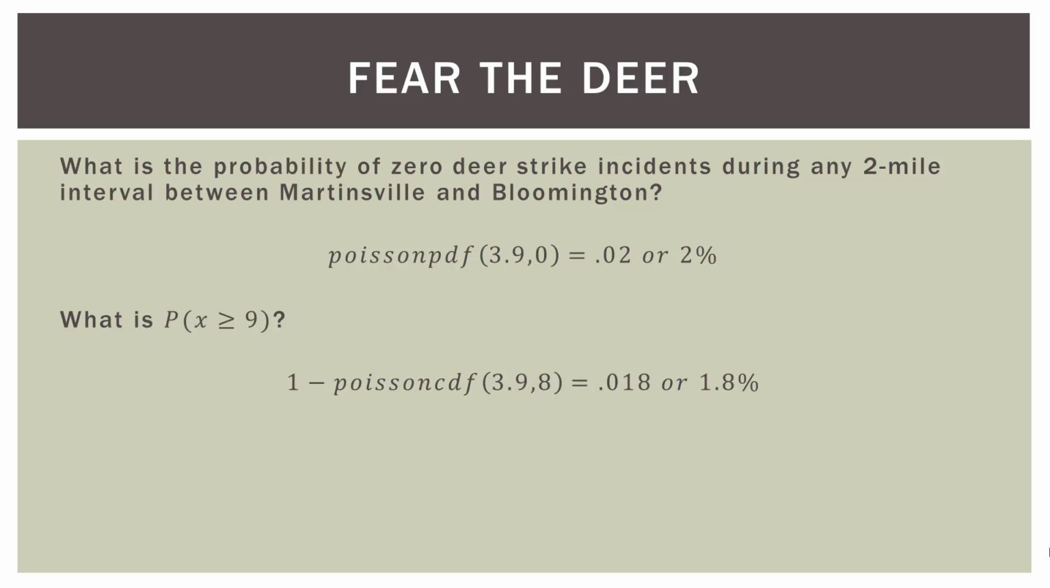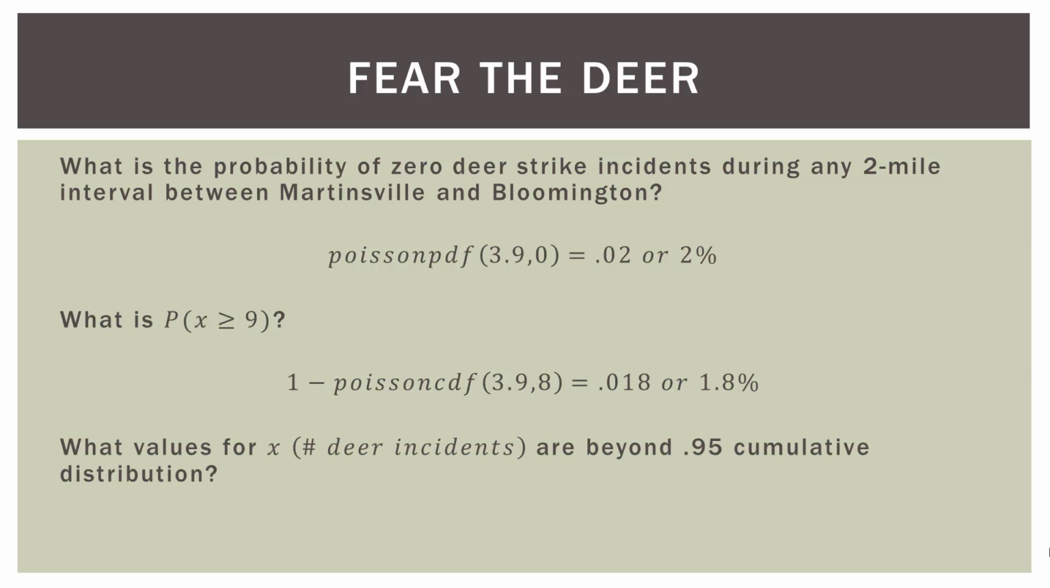Now when we do that, we know it should be a very low probability. Based on the graph we had, 9 or more deer is very, very rare. So we should know this is a small number, and when we find it out, it is. It's 0.018 or 1.8%. So the probability of 9 or more deer strikes in any 2-mile stretch of road is 1.8% or 0.018.